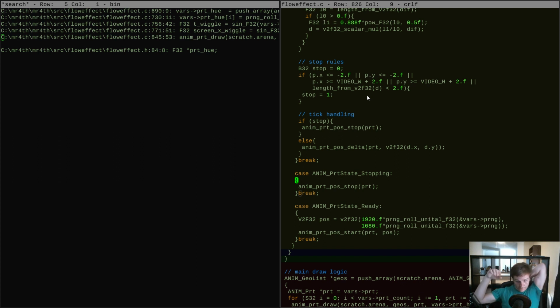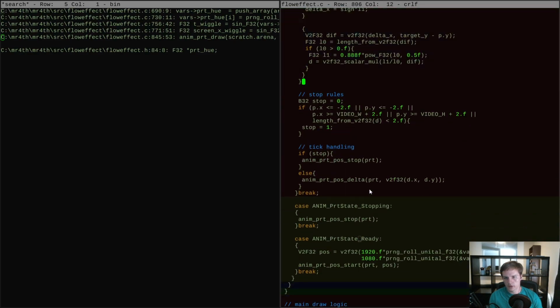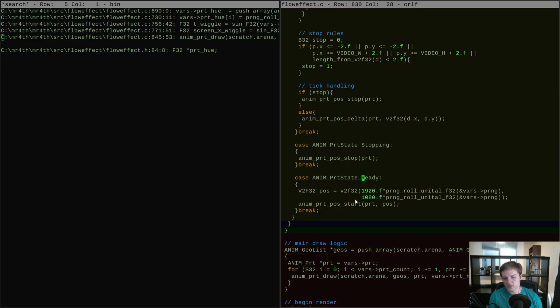All right. Once it goes into the stopping state, it just keeps running the stop, eventually running the stop function, puts it back in the ready state. At that point, it spawns a new one immediately, right? So what's kind of happening here is I've bound together the logic for the particle system spawning new things.